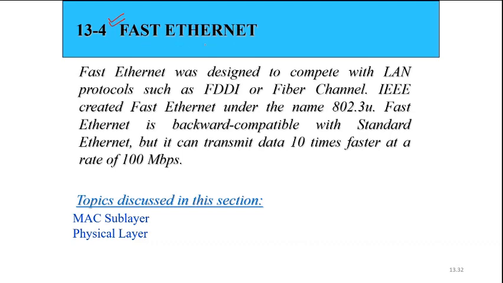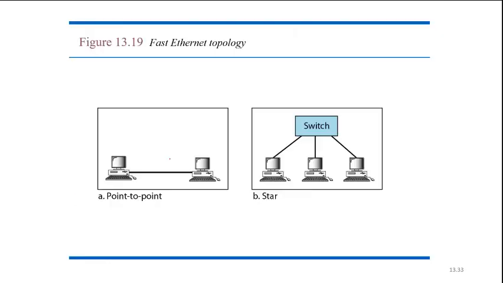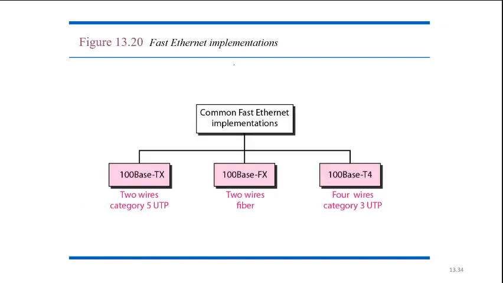One is the fast Ethernet. This fast Ethernet is called 802.3u. Instead of 10 Mbps, it has 10 times that, which is 100 Mbps speed. The fast Ethernet topology is point to point. It can have a point to point connection or it can be configured in star topology. And this fast Ethernet has its basic implementations.